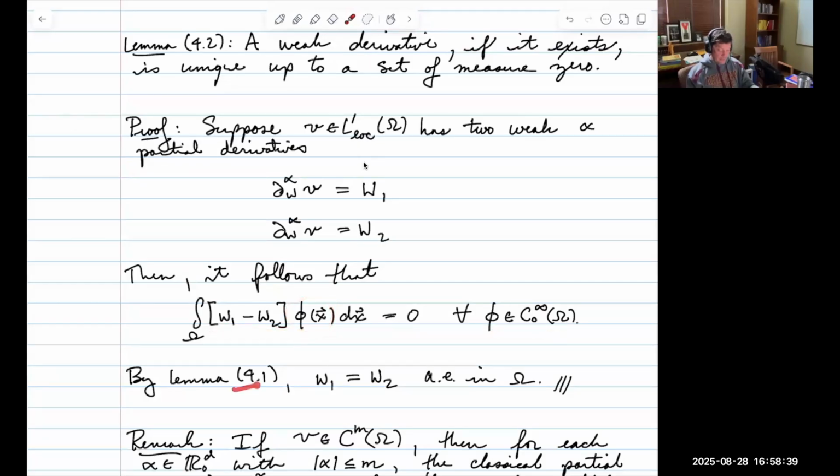Well, my little lemma 4.1 says that this has to be equal to 0 almost everywhere, but that just means that w1 equals w2 almost everywhere in omega. Okay?